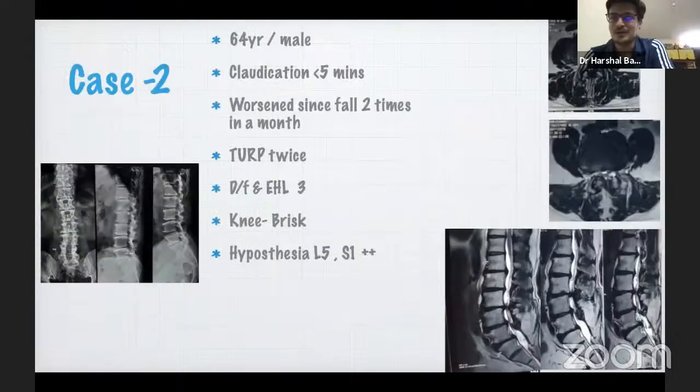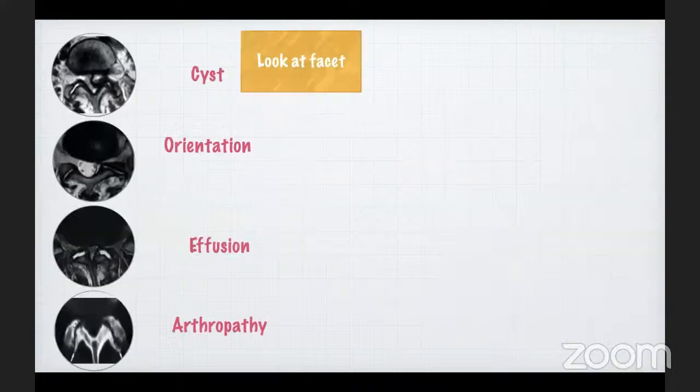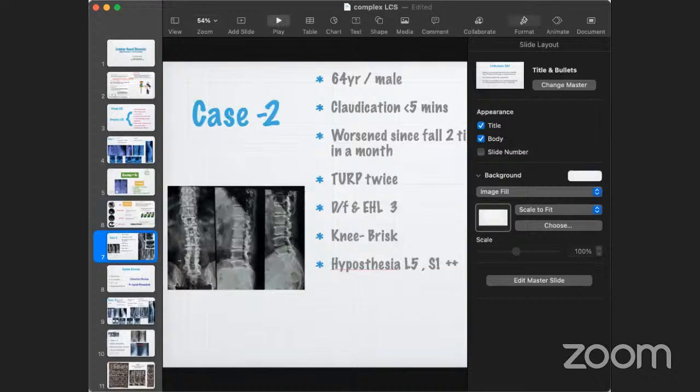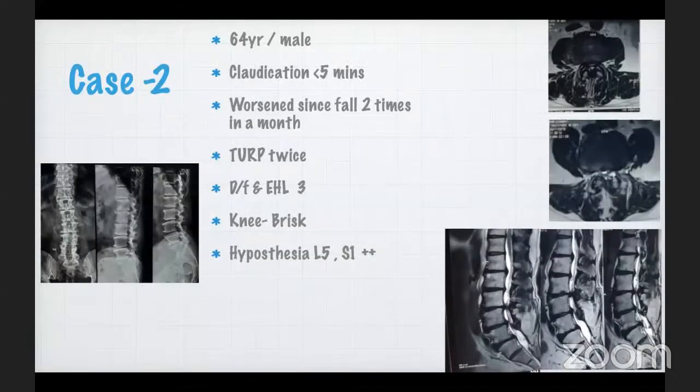Coming to case 2, Akshay sir, you'll take this. Can I ask a question? How frequently, sir, do you consider retrolisthesis as an instability and address it? Is it considered as? Harshal, retrolisthesis. What's your take on retrolisthesis?